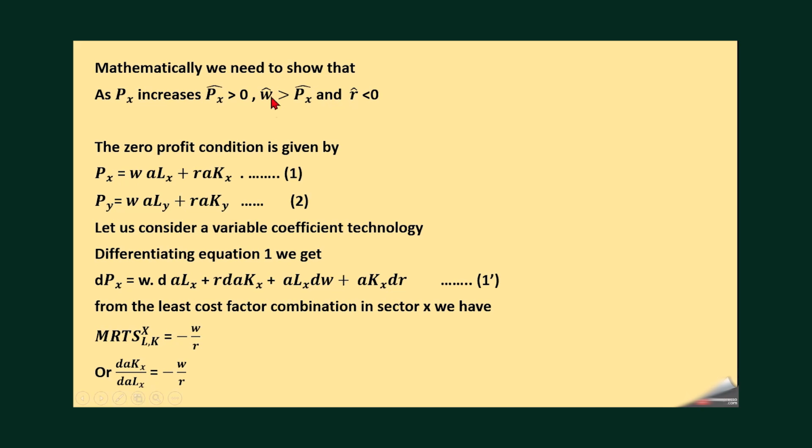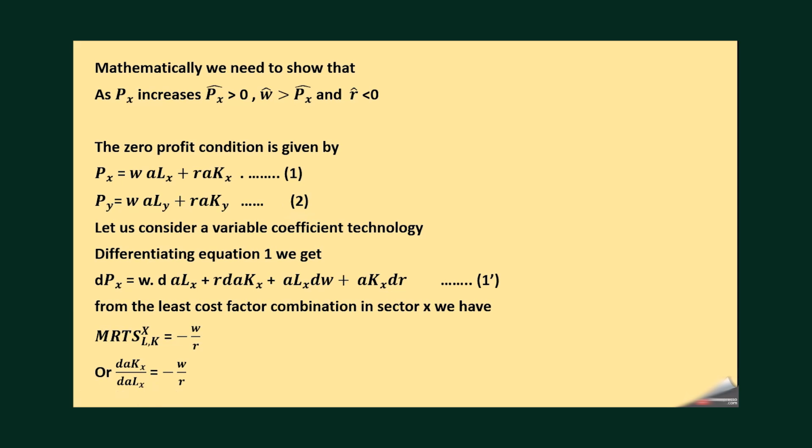The zero profit condition, as we started, is as follows. Px is equal to W ALX plus R AKX. This is the zero profit condition for production of good X. Whereas Py is equal to W ALY plus R AKY is the zero profit condition for production of good Y. Now let us consider a variable coefficient technology. By variable coefficient technology we mean that ALX, AKX, ALY and AKY are now themselves functions of W by R.